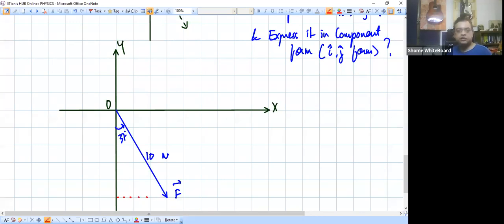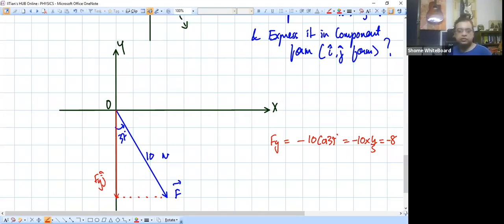Now here what should happen? This is 37, so this should be how much? Cos, but it's on the negative side. So this should be fy j cap, where fy you can see should become negative of 10 cos 37. So it should be minus of 10 into 4 by 5, or it should be minus 8.